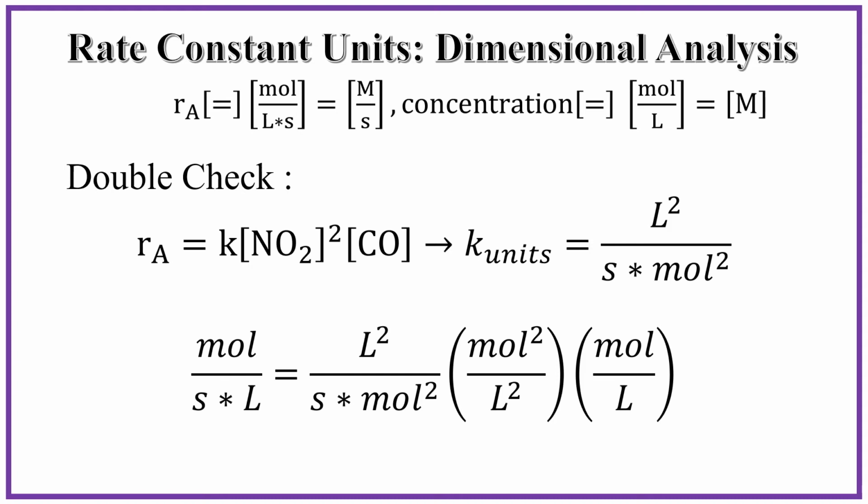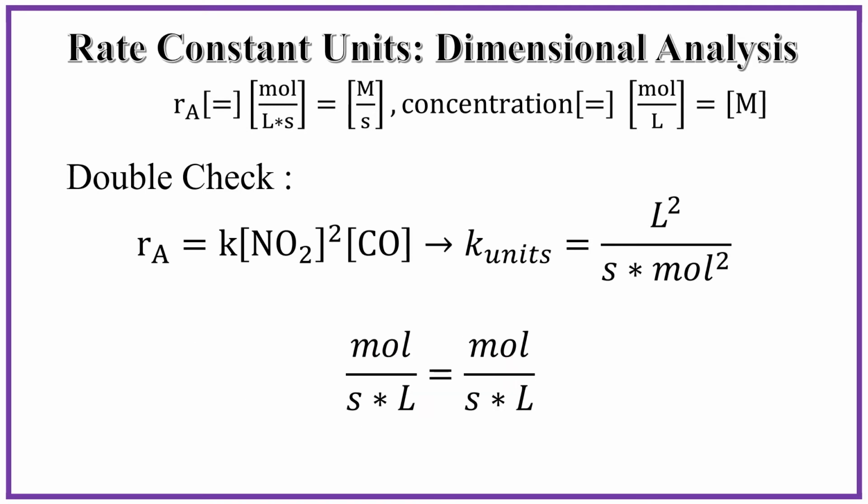We can cancel liters squared in both the numerator and the denominator on the right-hand side. Likewise, moles squared over moles squared cancels. Now that we cannot cancel anything else, we see that the units on the left-hand side match the units on the right-hand side of the equation. Therefore, our dimensional analysis shows that the rate constant units are verified.